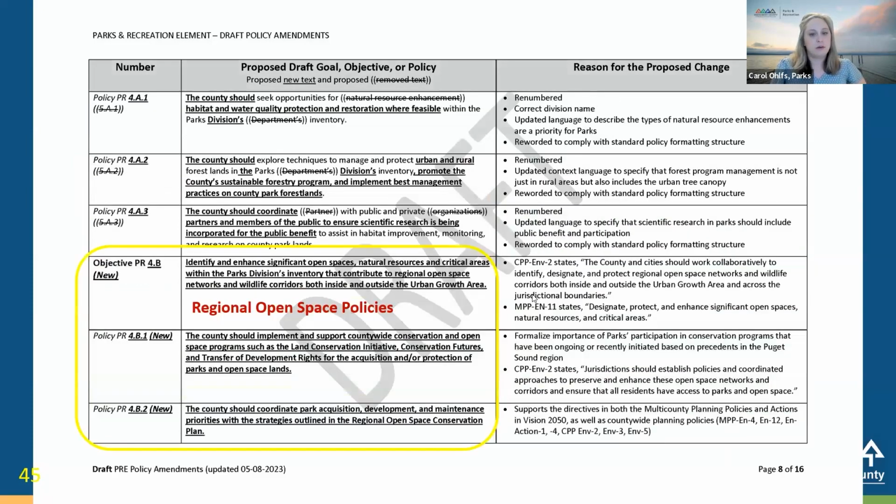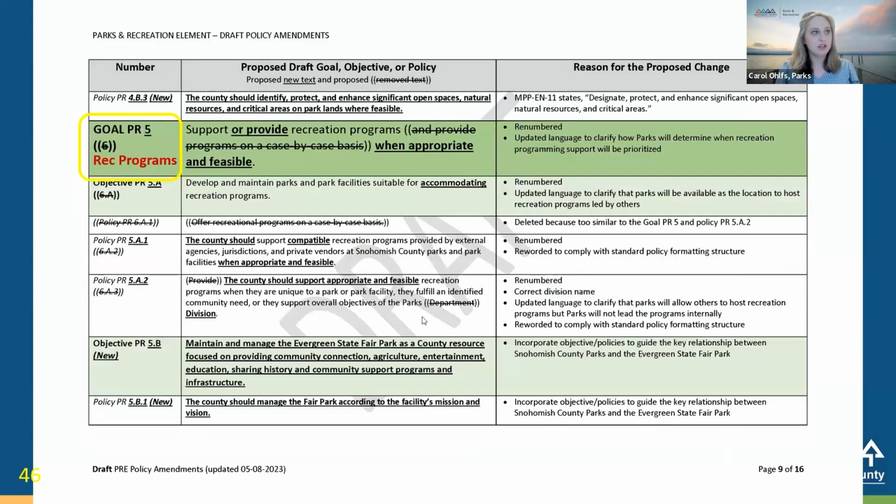Goal 4 is a focus on open space. It incorporates new objectives and policies that meet the CPPs and MPP requirements that came from the Regional Open Space Conservation Plan. Goal 5 is about recreation programs. Recreation programs are not a primary service that county parks currently provides. The focus at parks is more about providing the facilities and then letting nonprofits and local community groups provide the recreational programming that fits well within those facilities.